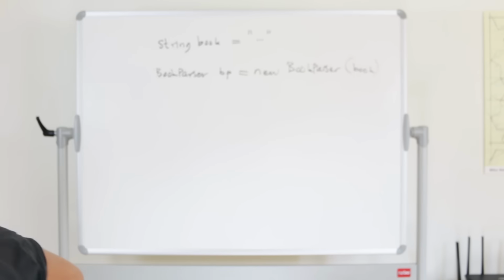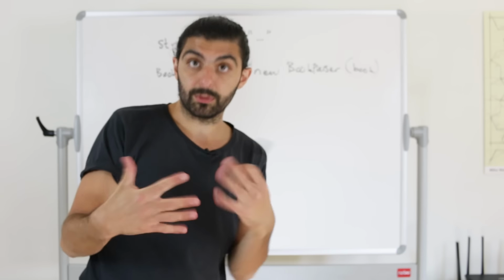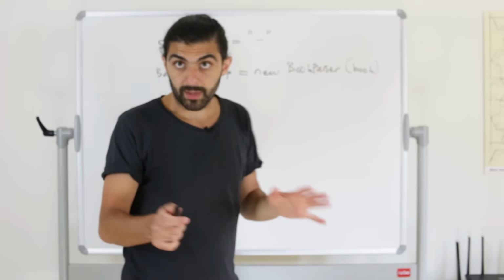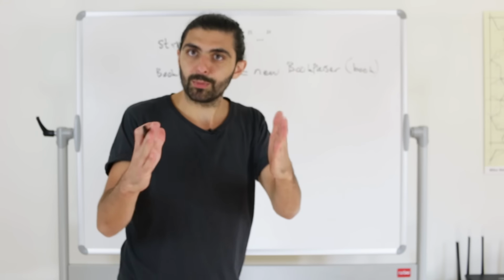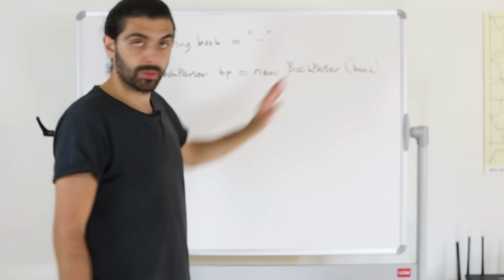Just think about it. These books are quite thick, so there's a lot of content in that string. To make the example worse, just imagine the thickest book you can possibly think of. So we've got this string representation of a book, and we pass it to the book parser.